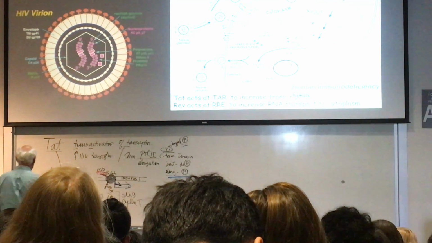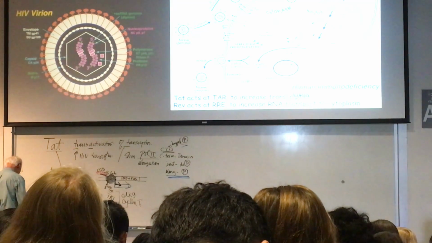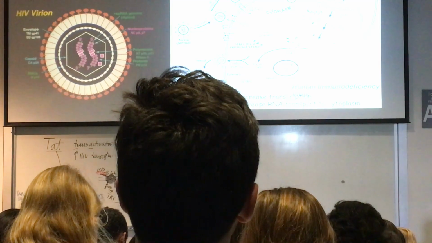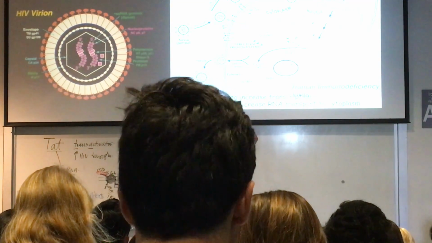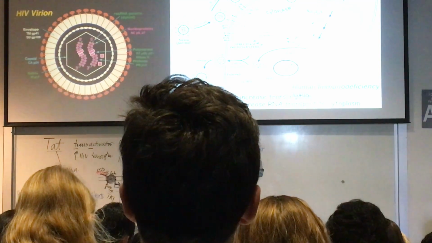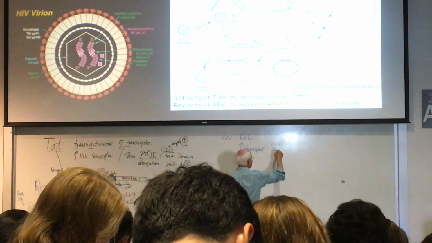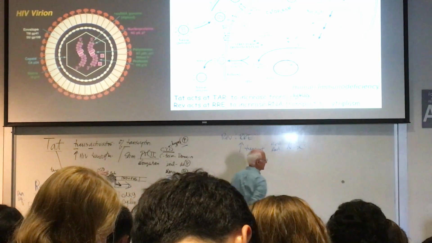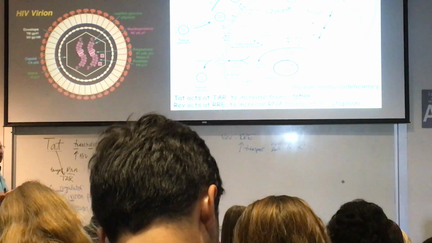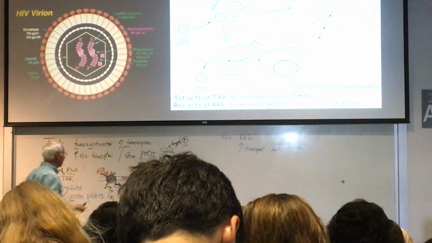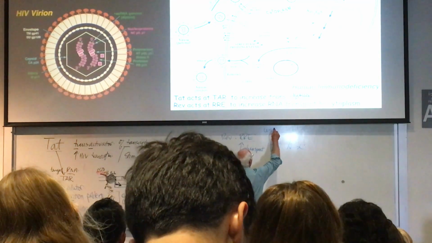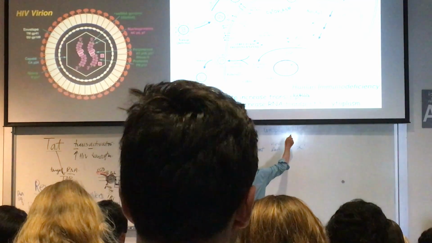And the consequence of that binding of Rev to RRE is an increase in transport of the viral RNA from the nucleus to the cytoplasm, so it can be translated. Okay, so what RNAs have the RRE element? The RNAs that have the RRE element are the unspliced RNAs.